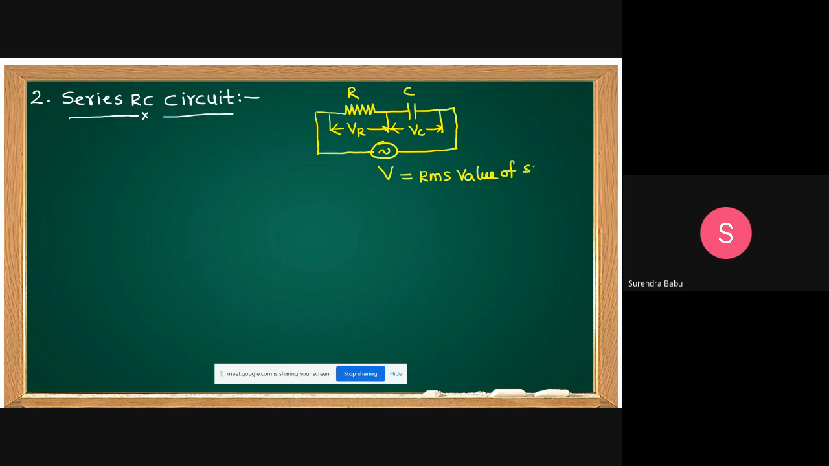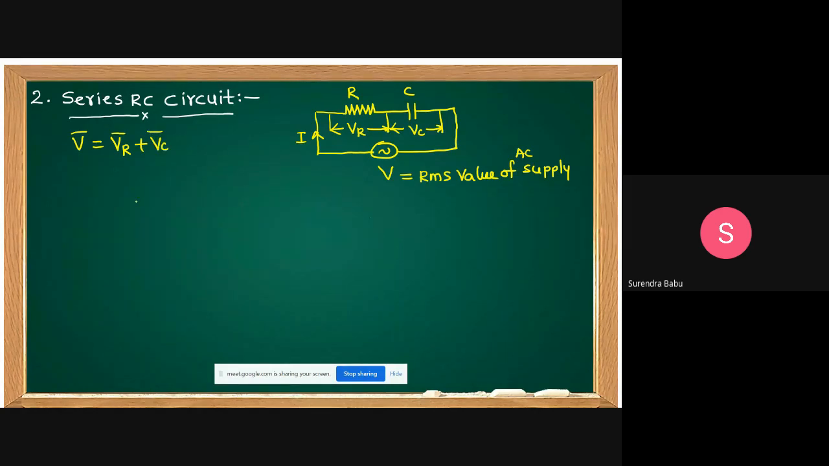Here I am explaining only the series circuits. In the next coming class, we'll see the parallel circuits. This is the RMS value of the sinusoidal AC supply. Now let the current in this circuit be I. Can anybody tell what V is? It is not an arithmetic sum, it is a vector sum. V equals VR plus VC.